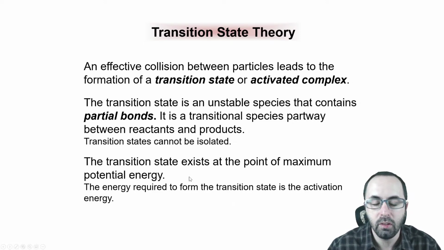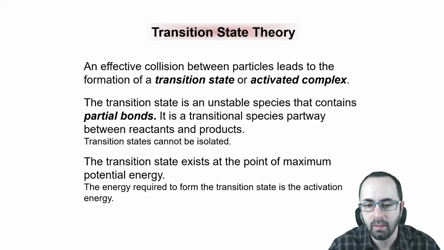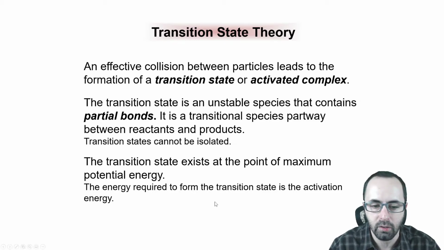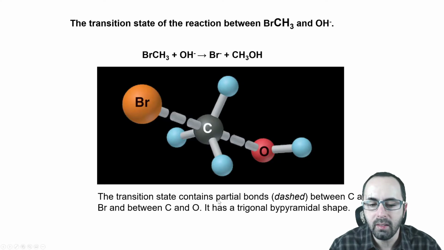So this transition state is a very, very high energy state, but the set of reactants need to get to this state in order to possibly make the products. The energy that's required to form this transition state is referred to as the activation energy, and that's the one that was EA in the equation. So what does a transition state look like?